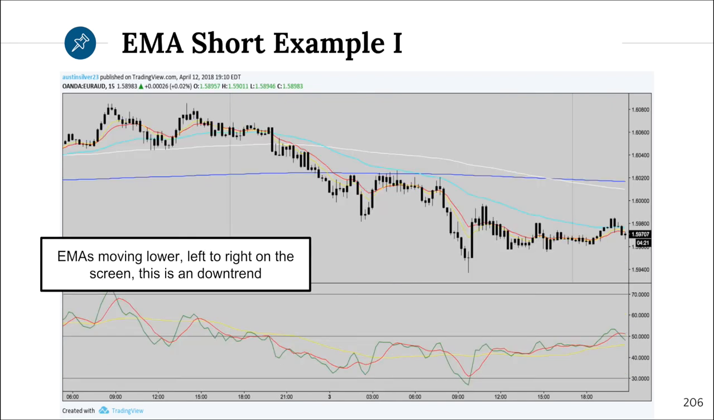Let me show you a short example with the EMAs. You can see the candles move below the 800 EMA during the start of the London session, hold below the 800 EMA through London session, and then into New York, continue downward away from the 800 EMA. The short-term EMAs begin to cross through as the day goes on, telling us that this is now a downtrend.